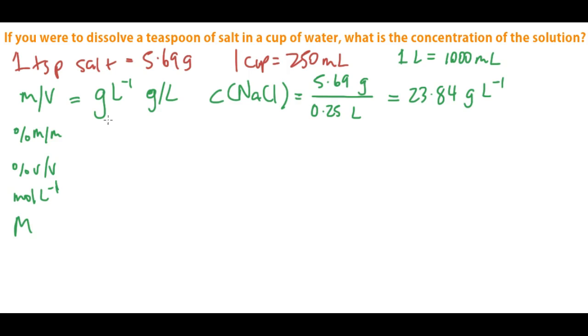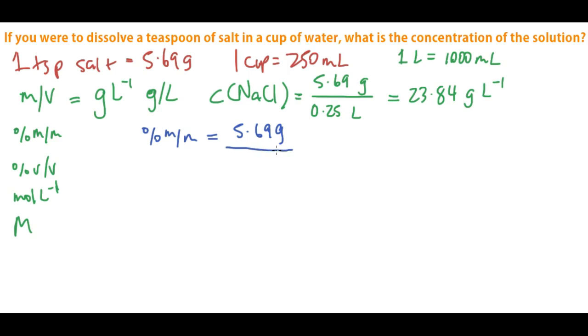Okay, so let's have a look at percentage mass per mass, and that's actually really easy. We know that we have 5.69 grams, so our percentage mass per mass equals 5.69 grams. Now we need to make sure that they are in the same units.